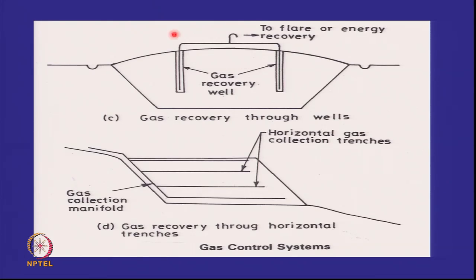You can also have wells, and if these wells are filled with gravel and there is no suction applied, they are still passive. You can also have horizontal drains. These may have a pipe or these may be just gravel drains with the filter criteria being satisfied between the waste and the gravel. If the gas comes out under its own pressure, they are still passive.